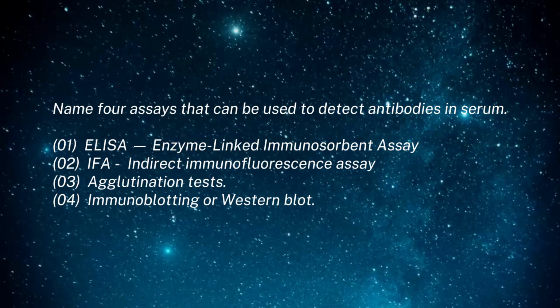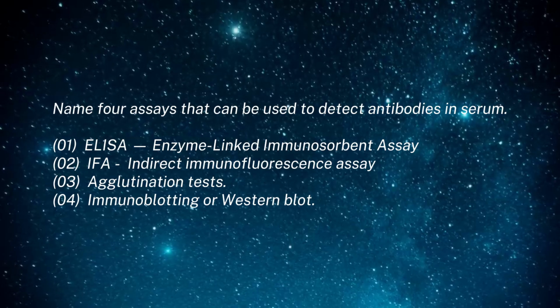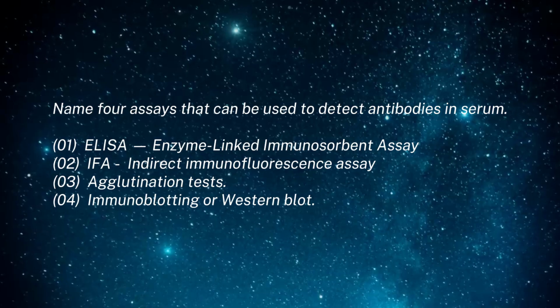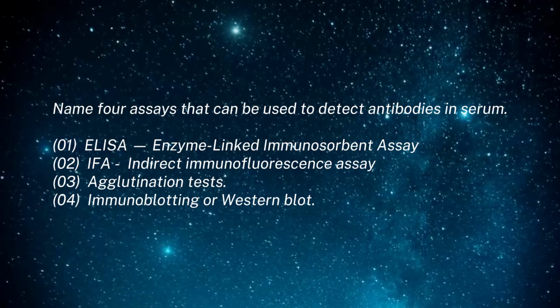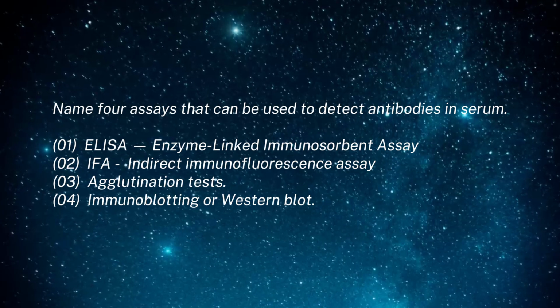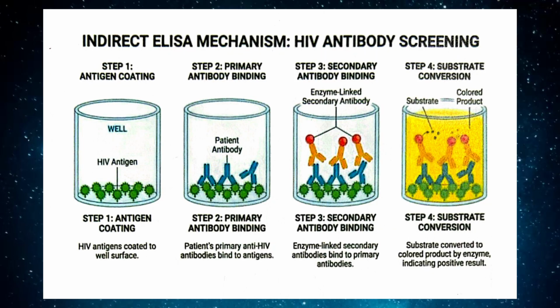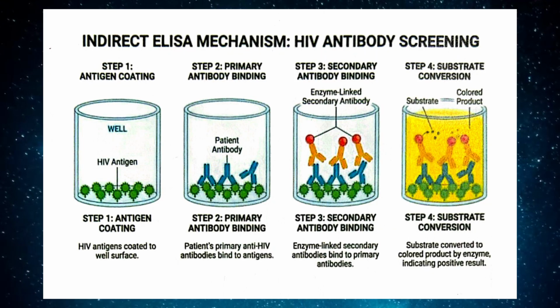The next question asks us to name 4 assays that can be used to detect antibodies in serum. 4 examples are Enzyme-Linked Immunosorbent Assay, Indirect Immunofluorescence Assay, agglutination tests, immunoblotting, or Western blot. Let us now look at one of these techniques, indirect ELISA.